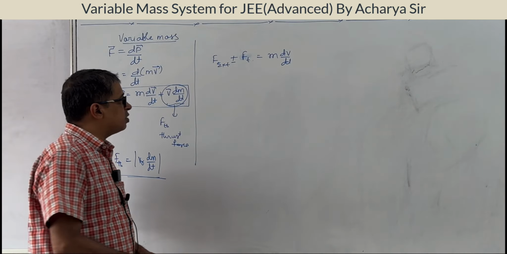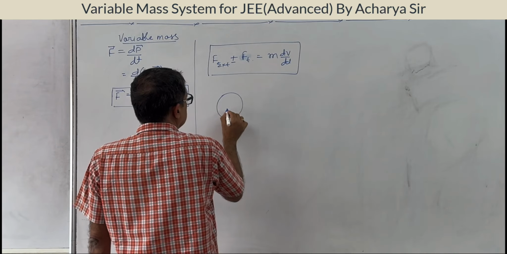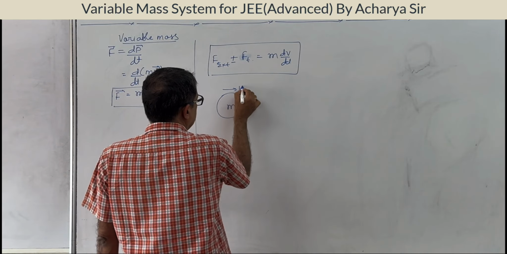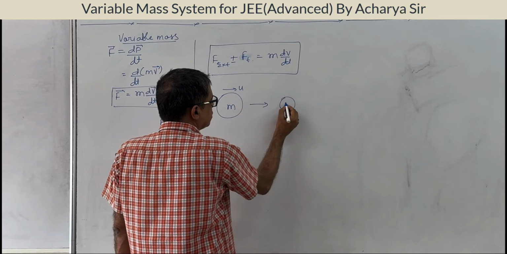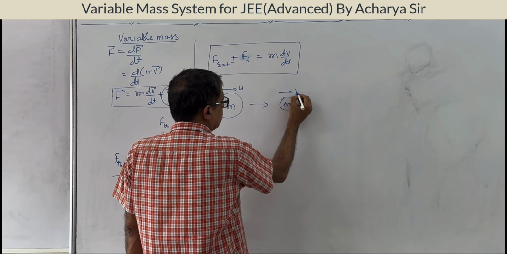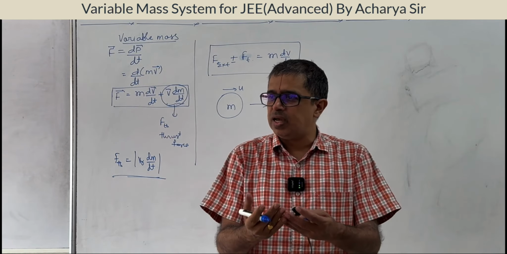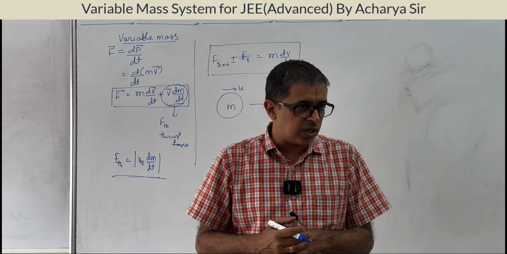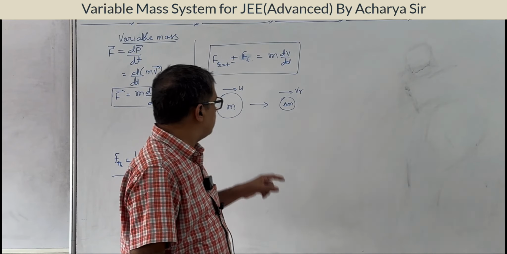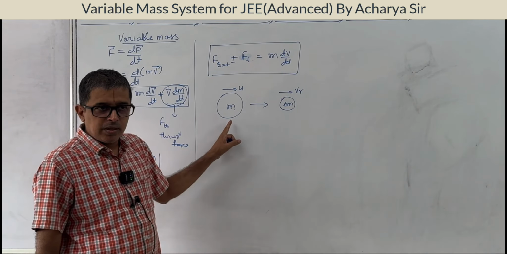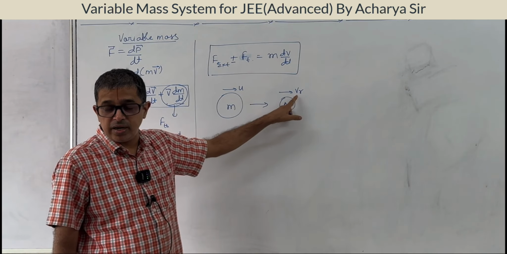Now suppose you consider a body moving with a velocity of u. This body ejects a mass of delta m with a velocity Vr. We are laying the foundation for rocket propulsion. So suppose the body somewhere in space is moving with a velocity of u. It ejects a mass with relative velocity Vr.